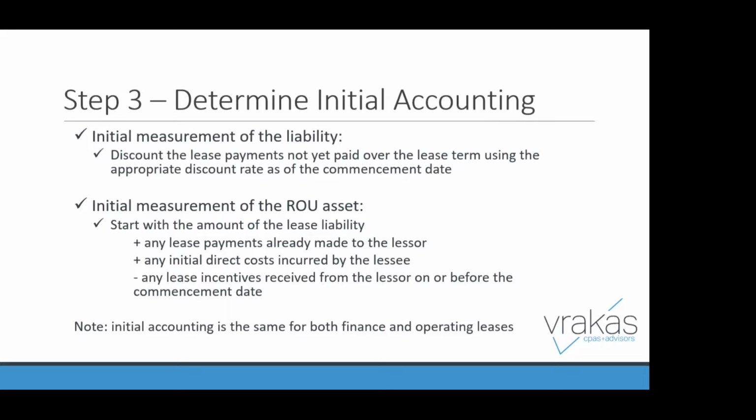On the asset side, you're going to start with the liability amount and add any lease payments that were already made. You're also going to add any initial direct costs that were incurred by the lessee and subtract any lease incentives. I want to talk for a minute about this initial direct cost because the definition under the new standard is a little bit different than what it was under the old standard.